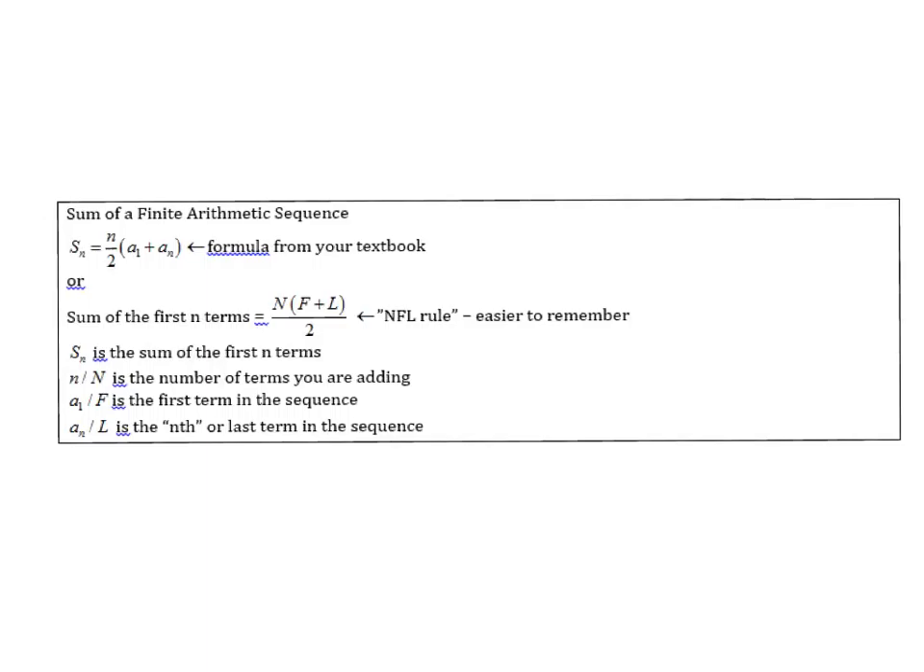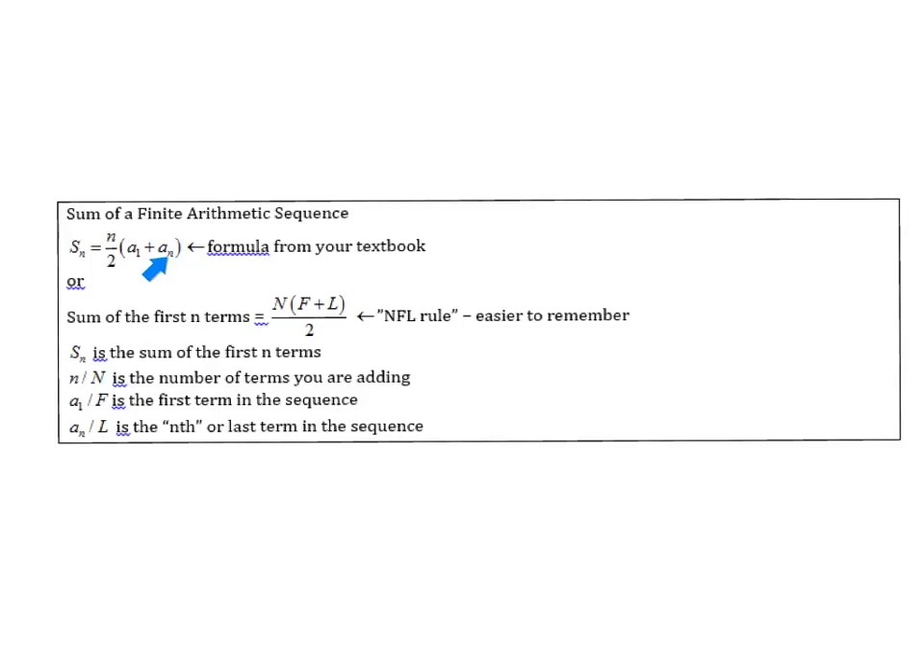Okay. So now to the sum of a finite arithmetic sequence. S sub n is the sum of a certain number of terms. This is where it gets a little weird sometimes for some problems. So whatever this number here is, goes here. But it's not necessarily the same here.